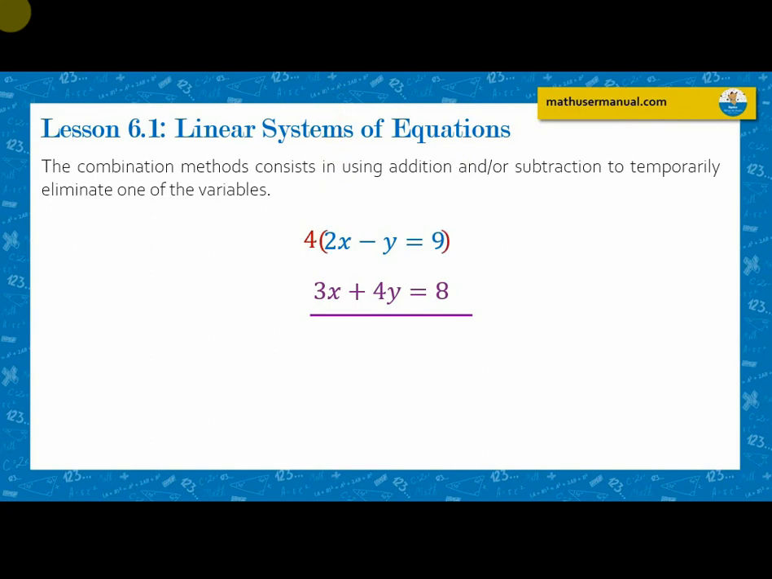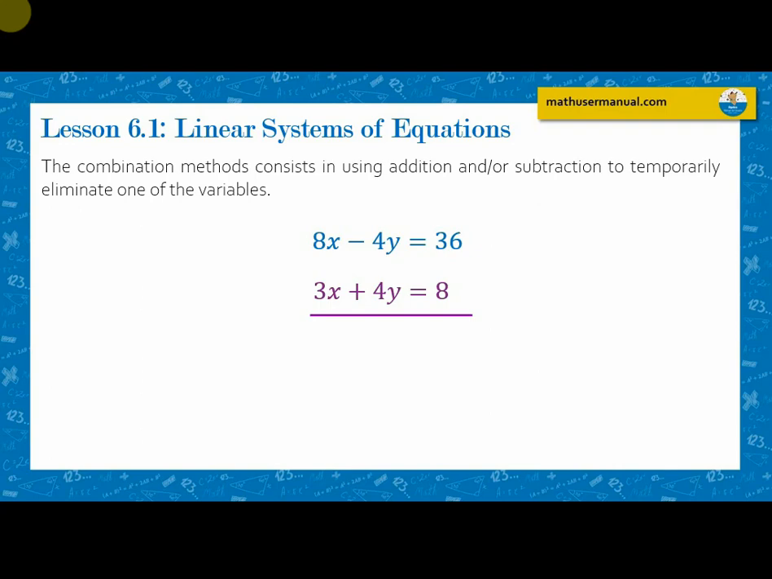Let's distribute it. This will be 4 times 2x, which is 8x. 4 times negative y, which is negative 4y. And 4 times 9, which is 36. Yes, we have to multiply times all of them. So let's replace it. We get 8x minus 4y equals 36.